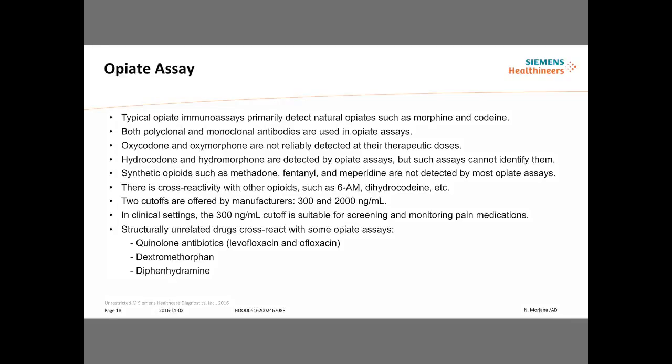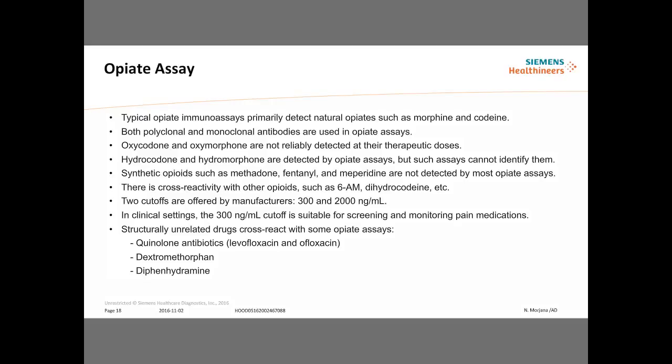Opiate assays are usually used for detection of morphine and codeine, and many assays in the market use either polyclonal or monoclonal antibody. However, opiate assays also detect hydrocodone, hydromorphone, other opioids, 6-acetylmorphine, and to some extent buprenorphine. However, none of the opiate assays detect oxycodone and oxymorphone well. Therefore, those two drugs require a separate assay for their detection. For opiates, there is the low cutoff, 300 nanograms per mil, and the mandated cutoff, 2,000 nanograms per mil. The 300 cutoff is more sensitive for pain management and drug monitoring.